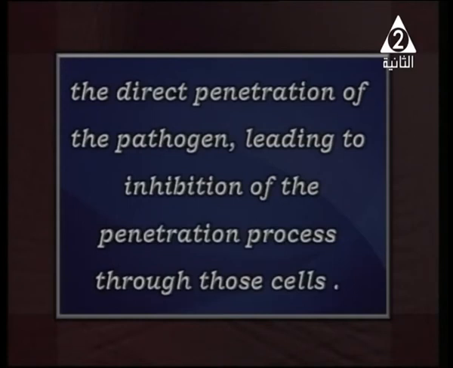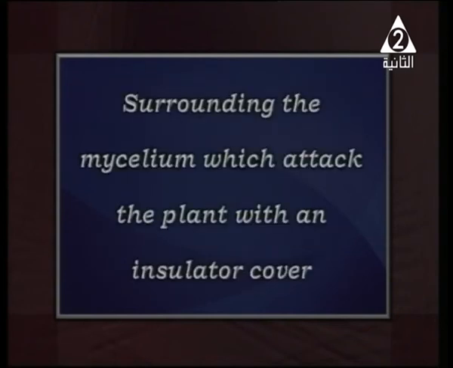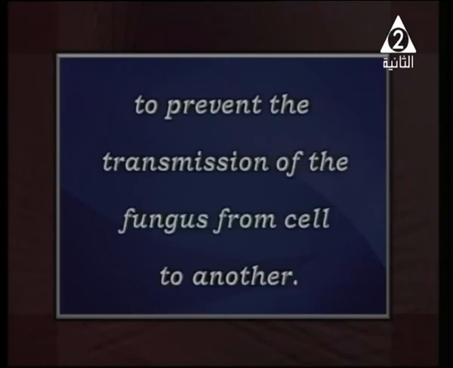That leads to inhibition of the penetration. Inhibition means to decrease or prevent the penetration process of the pathogen through those cells, and to prevent it from reaching the surrounding or adjacent cells also, and also surrounding the mycelium, which attacks the plant, with an insulator cover, and also to prevent the transmission of the fungus from one cell to another.